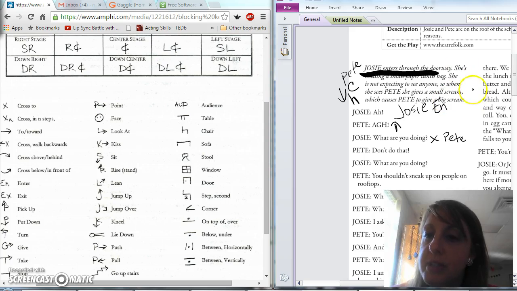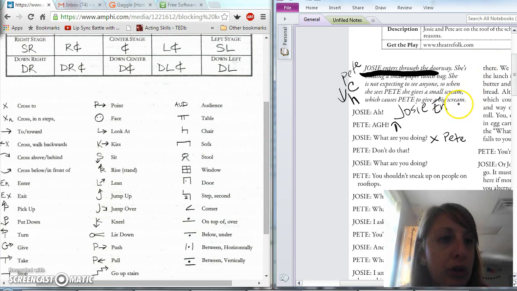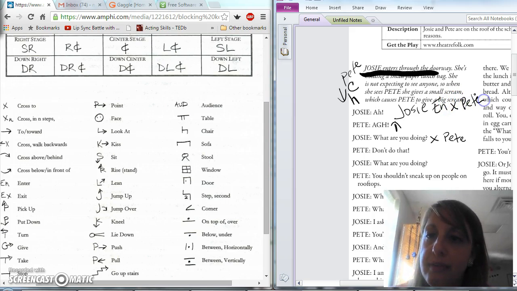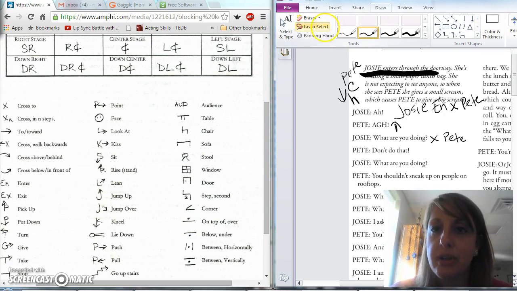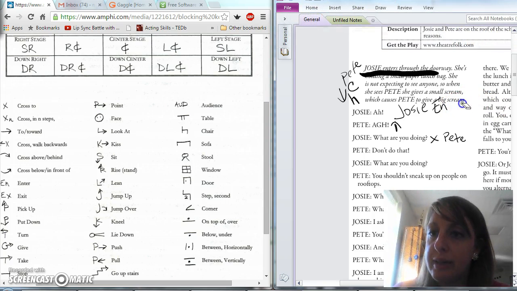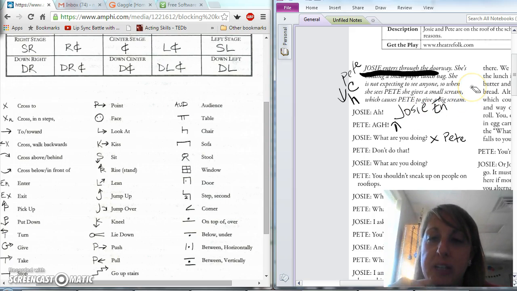And then Josie enters, and we're going to say, and crosses to Pete. Pete says, "Aw, what are you doing?" And then let's go ahead, actually get rid of this. I'm sorry guys, I'm kind of doing this as I go, so I feel like at some points we are going to get rid of this. Josie enters, that's what it is. She doesn't cross to Pete until here. So Josie enters. Pete stands, so remember he's center stage, he stands where he is at center. Josie says, "What are you doing?" She crosses to Pete.